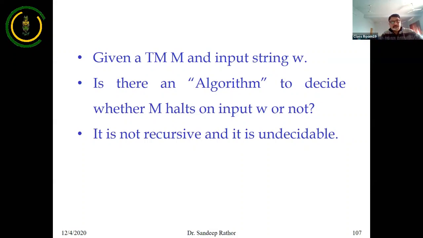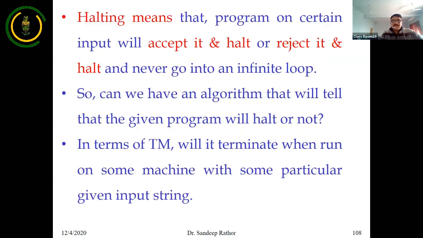So the situation of an infinite loop is the situation where we can say that we don't have any algorithm to decide whether the machine halts or not. There are lots of definitions of the halting problem. What is the halting problem? If the program on certain input will accept it and halt, or reject it and halt, and never go into an infinite loop, this is the actual meaning of halting.